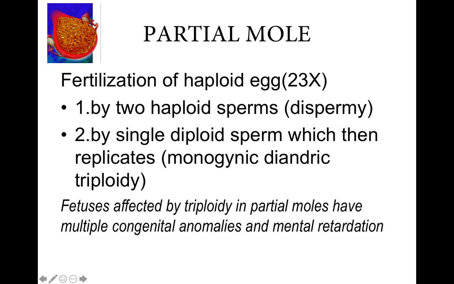Like its complete mole counterpart, the excessive paternal genes in partial mole would result in trophoblastic overgrowth. However, the presence of your maternal genome would allow for fetal development, although genetically abnormal. The fetuses affected by triploidy in partial moles have multiple congenital anomalies and mental retardation. The partial moles tend to abort later than your non-molar hydropic abortion and may present as missed abortion between 12 and 16 weeks from conception.